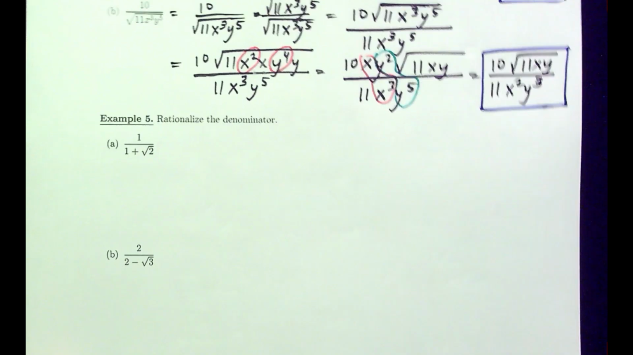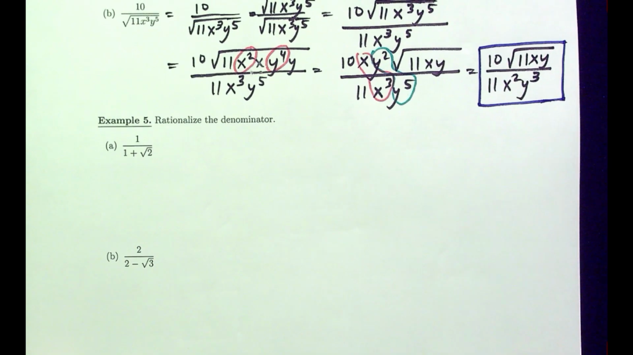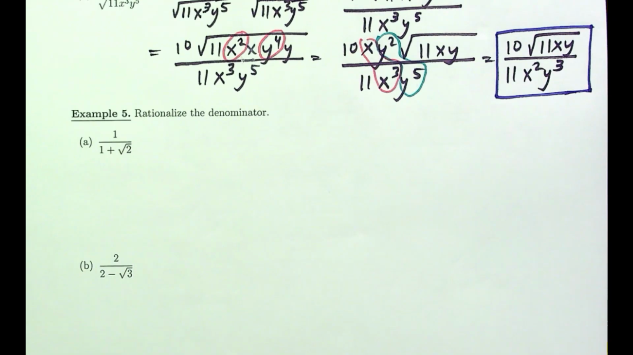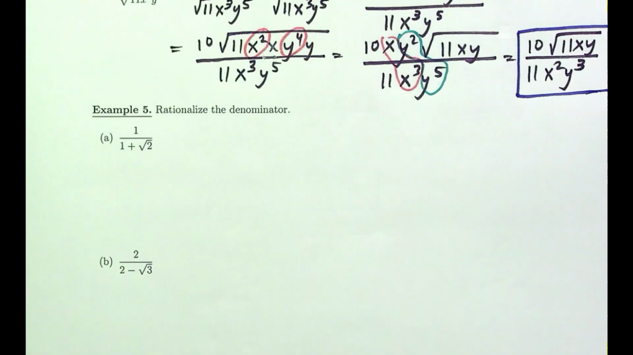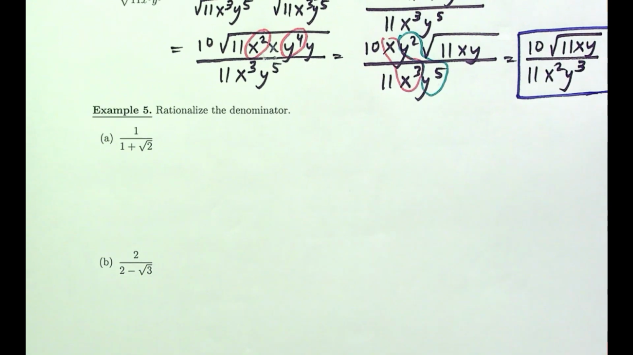Okay, and then the last topic regarding rationalizing denominators is an example where you have two things being added or subtracted in the denominator. Either you have on the bottom a plus or a minus, but you have two terms. Okay, so this requires a little bit of a different trick.